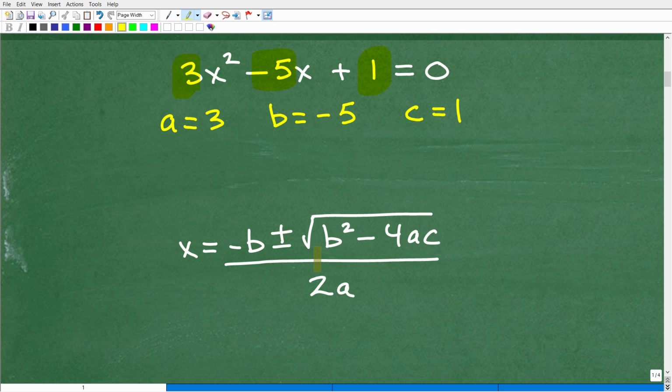So we have here negative b. Now, what is b? b is equal to -5. So a lot of students would just write -5. They're like, oh, it already has a negative there for me. How awesome. I just need to plug in a -5.